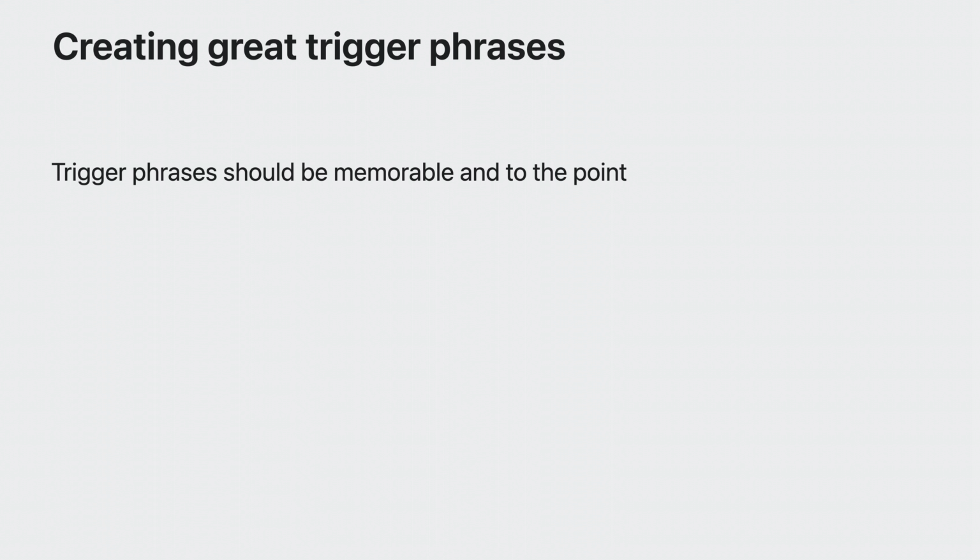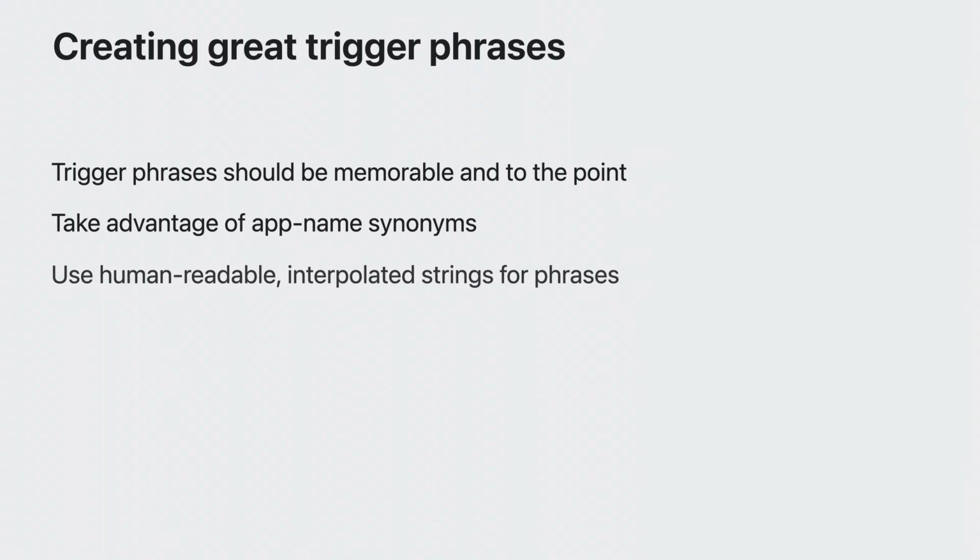Here are a few tips on making your trigger phrases great. It's important to choose memorable phrases. Your app's users will have lots of other apps on their phones that support app shortcuts, and in practice, they'll have a hard time remembering exactly how to phrase their shortcuts. Take advantage of app name synonyms. This will help further broaden how your users can invoke your app shortcuts.